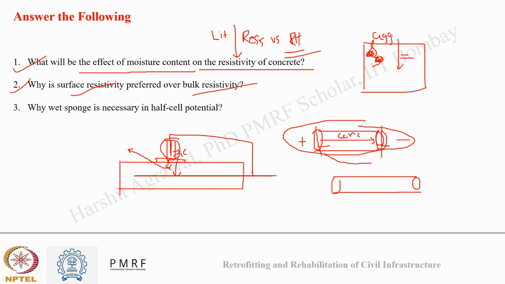If I won't use a wet sponge, what will happen? My ionic flow won't be proper, so the value that I am recording on the voltmeter may not be accurate. So that's why wet sponges are used and recommended in code before testing, so that ionic flow can be properly transferred from the reference electrode to the concrete electrolyte.